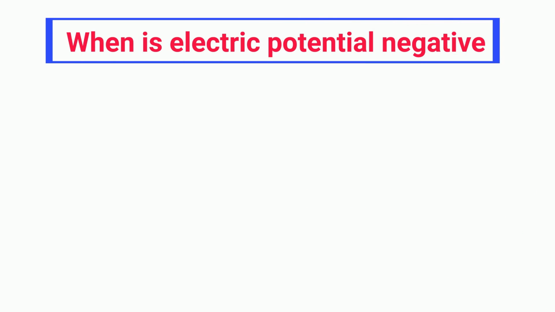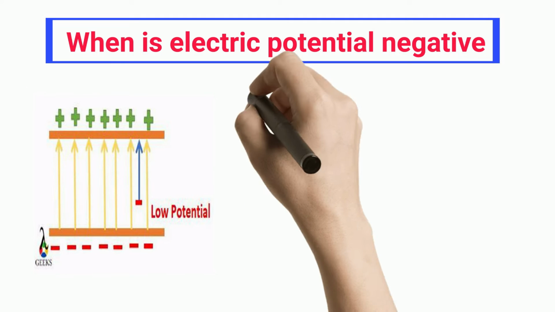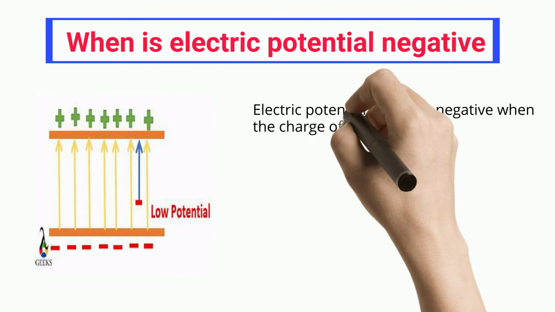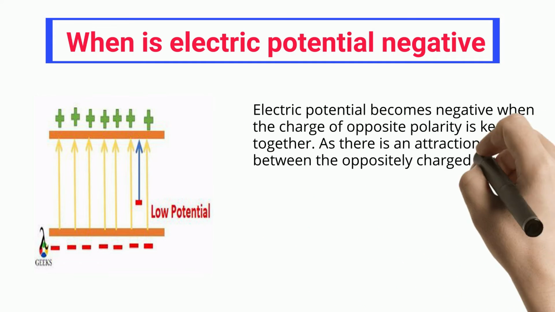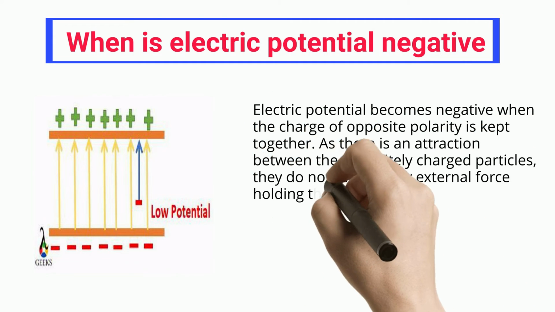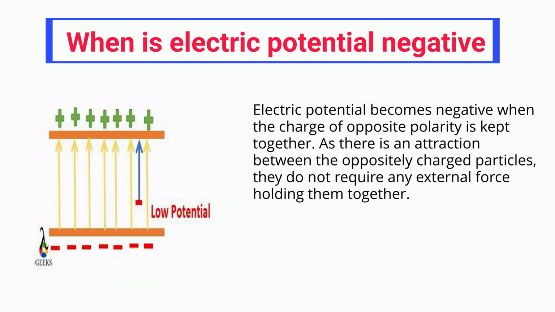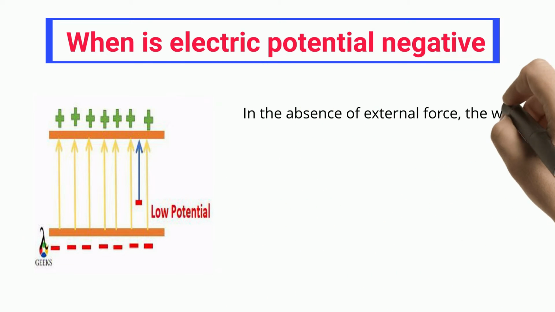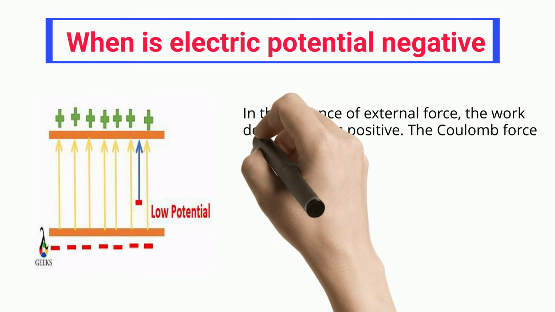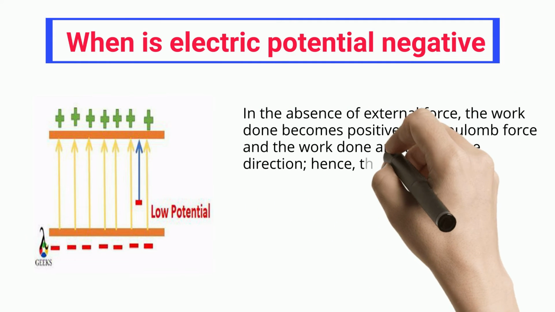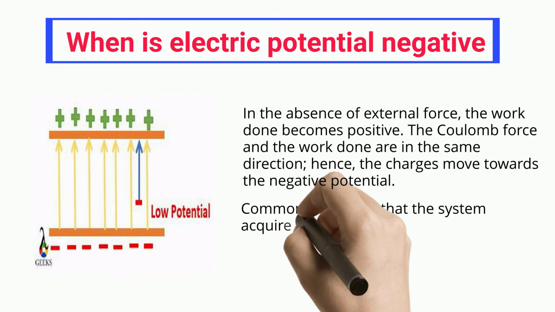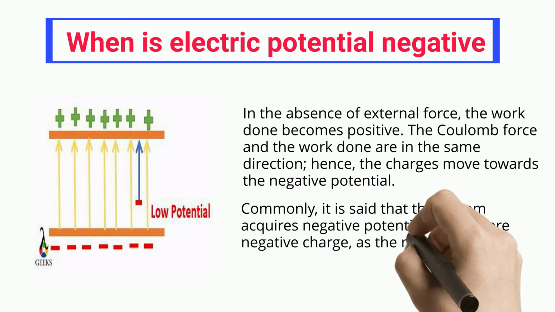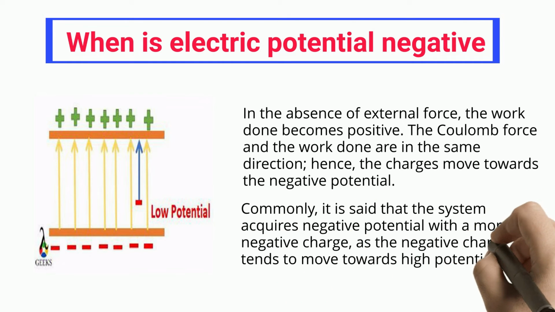When is electric potential negative? Electric potential becomes negative when charges of opposite polarity are kept together. As there is an attraction between the oppositely charged particles, they do not require any external force holding them together. In the absence of external force, the work done becomes positive. The Coulomb force and the work done are in the same direction, hence the charges move towards the negative potential. Commonly, it is said that the system acquires negative potential with more negative charge, as the negative charge tends to move towards high potential energy.